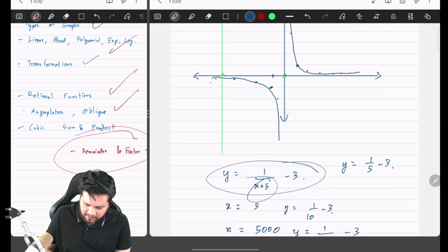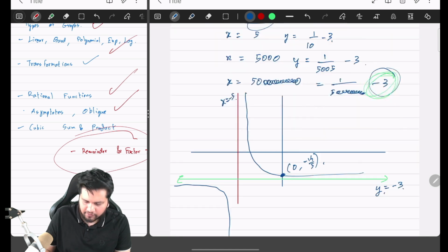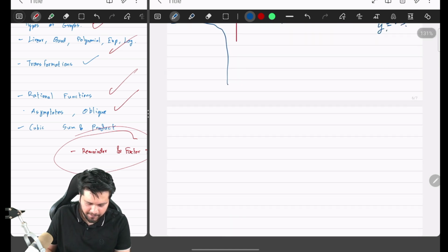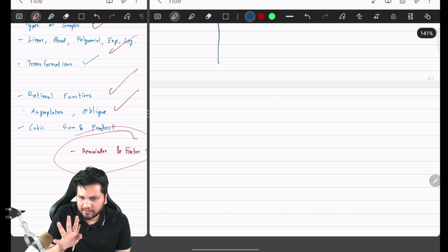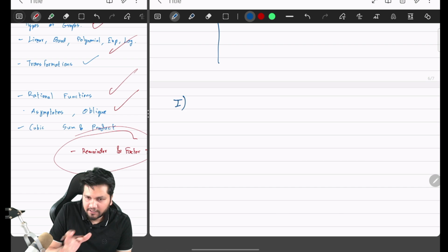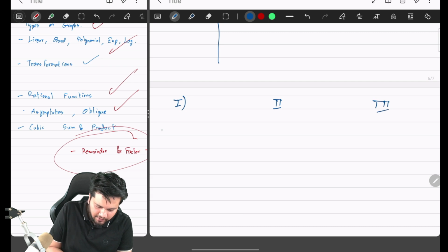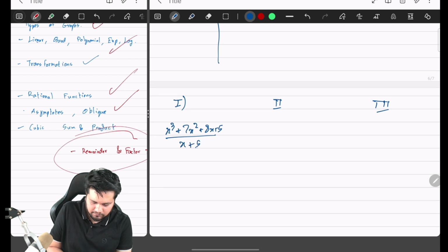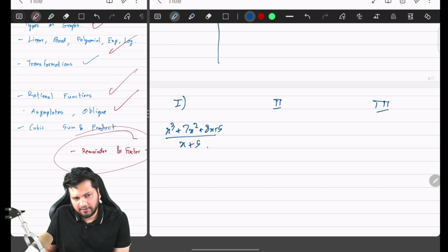Now let's understand this horizontal asymptote, vertical asymptote with other rational functions. So see, we have 4 cases for these types of rational functions. The first one is something like x cube plus 7x square plus 8x plus 5 upon x plus 5. See, at the end of the day, if I know the vertical and horizontal asymptote and one y-intercept, I'll be able to draw the graph for sure.